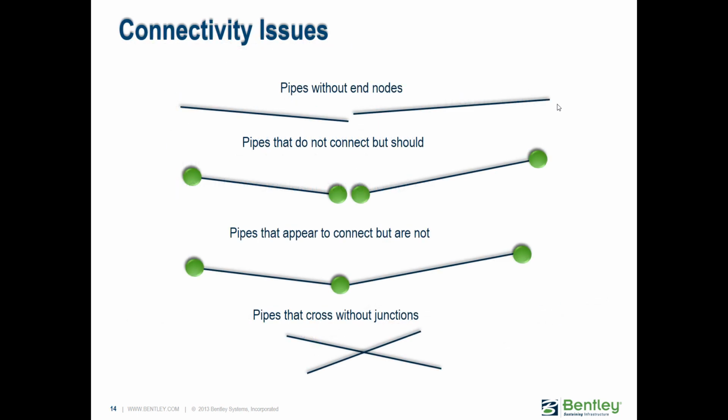Here are some connectivity issues that may arise. Pipes without end nodes. If you have a shapefile that looks like the one on the top here, you might end up with the second graphic here, where those pipes should have been connected, but they ended up being imported with two junctions with a gap between them. And here's another example, the third one, pipes that appear to be connected but are not. You might think that this junction here is connecting these, but sometimes if you click on the junction and drag it away, you'll see there's actually a second junction underneath it, and they're not really connected.